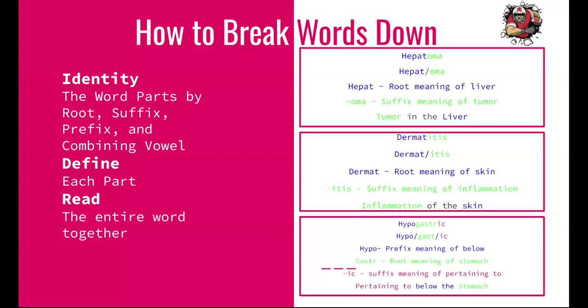Next, we have hypogastric. Now, hypogastric is actually comprised of a prefix, a root, and a suffix. As you can see here, hypo is a prefix meaning below, gastr is a root meaning stomach, and ic is a suffix meaning pertaining to. Together, the definition is pertaining to below the stomach.